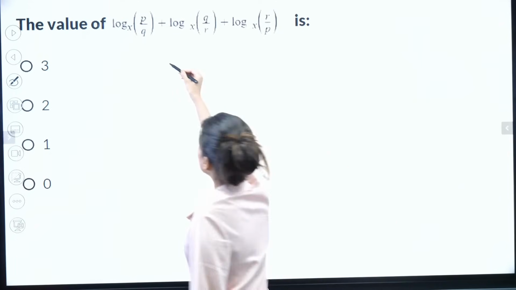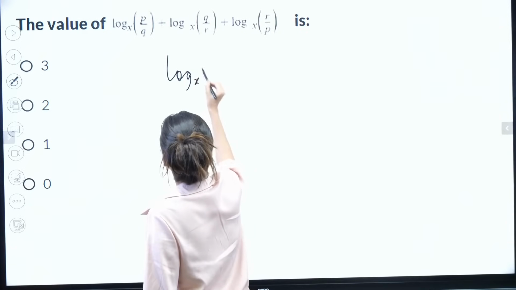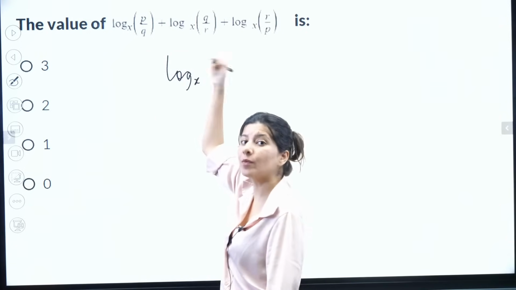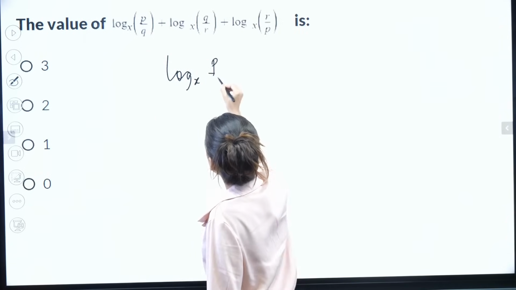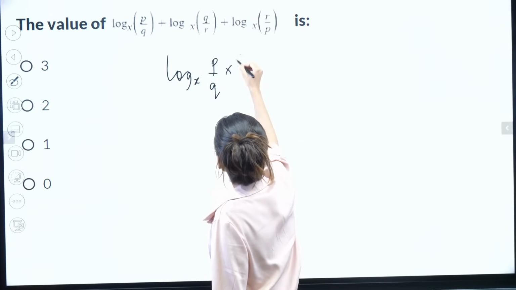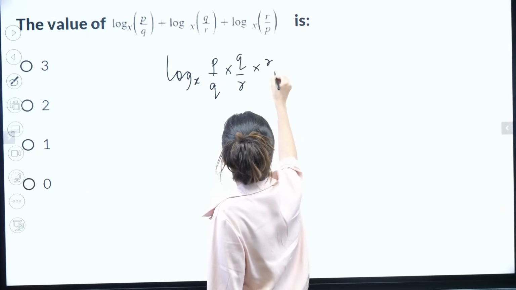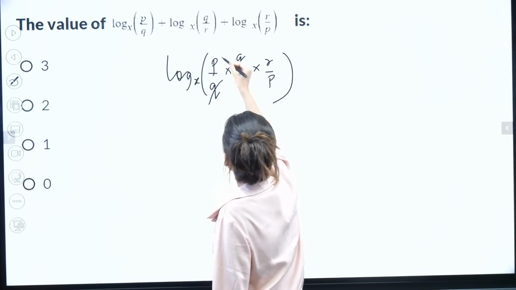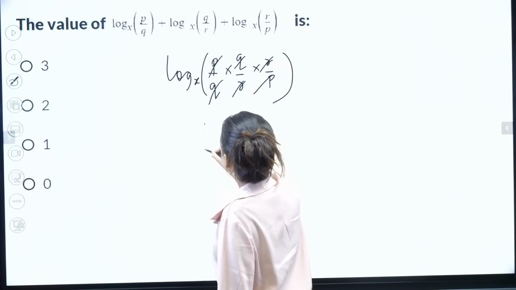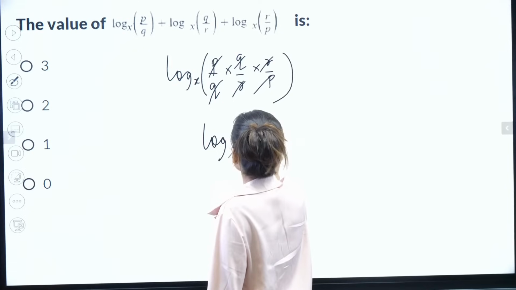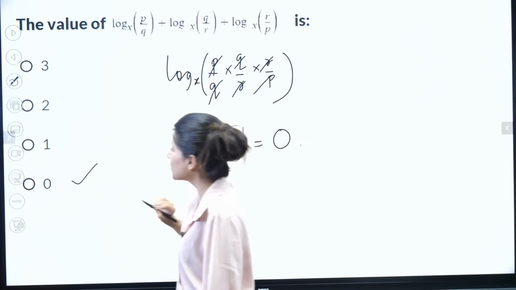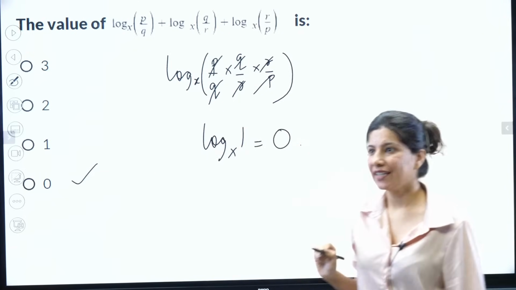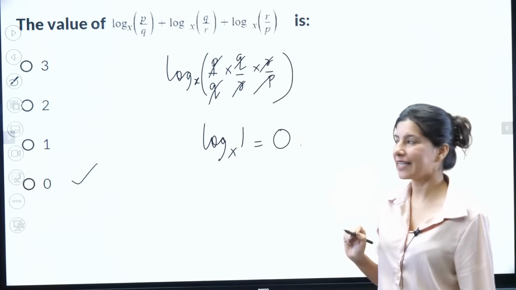So log of x, we are going to apply the property log a plus log b plus log c is equal to log a into b into c, right? So q and q cancel, p and p cancel, r and r cancel. So log 1 to the base x. So log 1 is always 0. So option D is absolutely right.